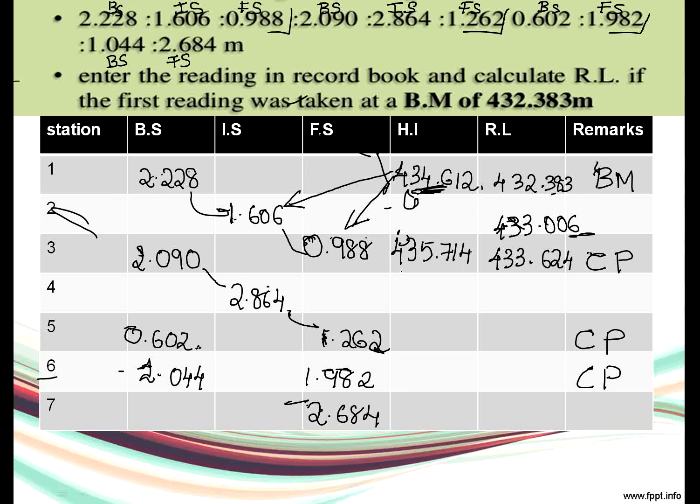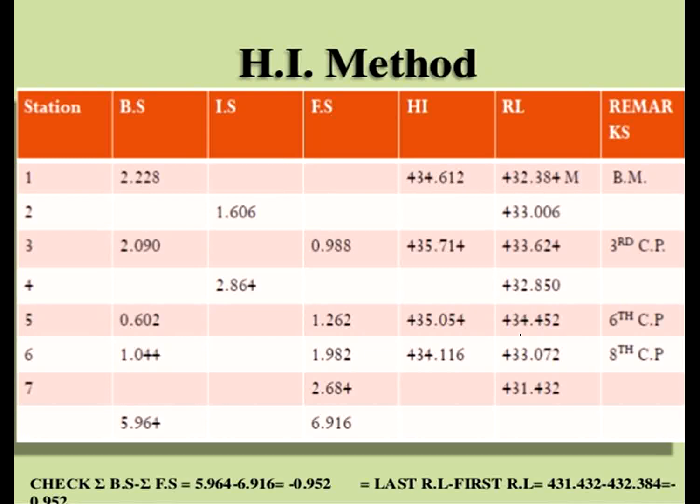Okay, so again you can repeat the step. 435.714 minus 2.864 will give your new RL, and 435.714 minus 1.262 will give the RL of point 5. So similarly you can continue the work and you will get it like this. You can see here the HI for the 3 instrument setups. For the next change point also you will get a new height of instrument. You can note this down.